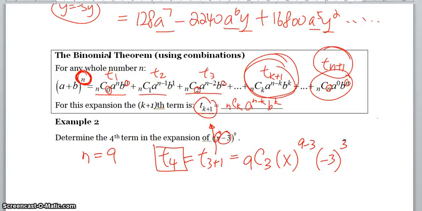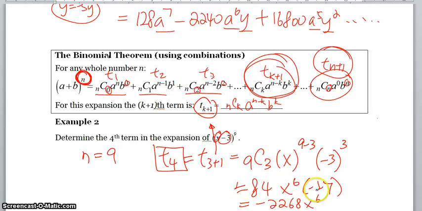So for 9C3, just put it in a calculator. So I'm putting it in a calculator right now. 9C3 gives me 84. X to the power of 6. Negative 3 to the power of 3 is negative 27. So you multiply 84 by 27. The final answer is negative 2268 x to the power of 6. This is the fourth term of the expansion.